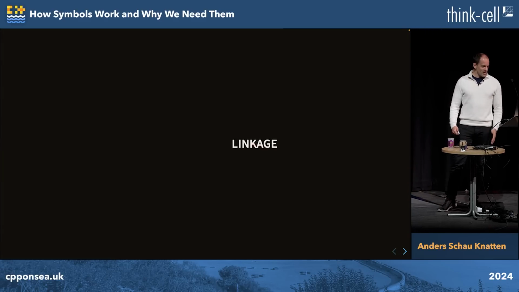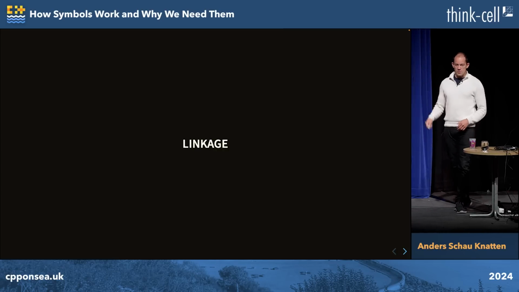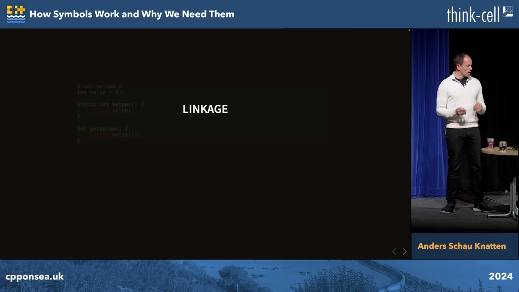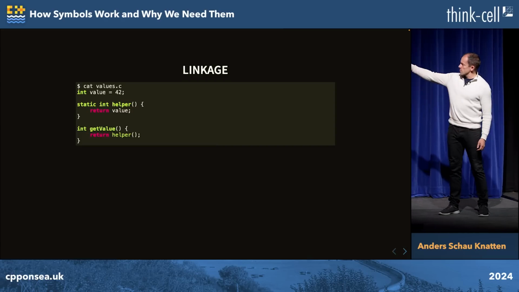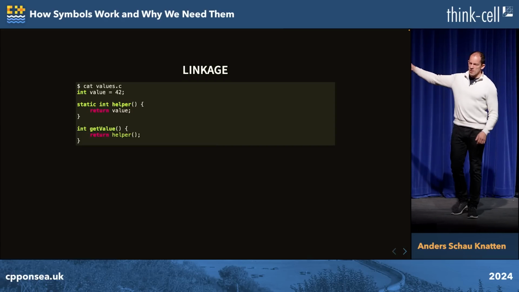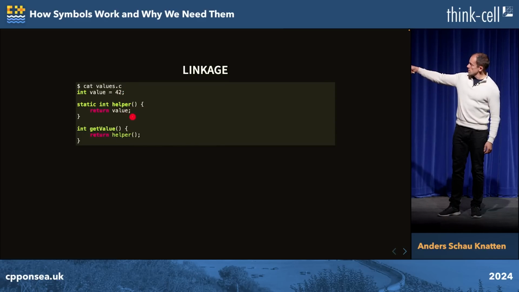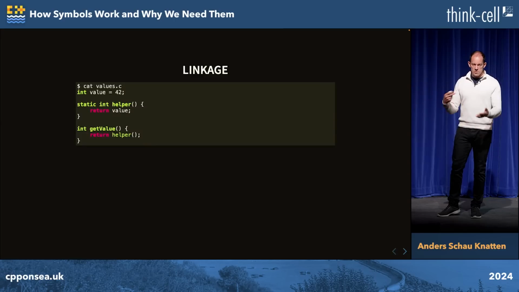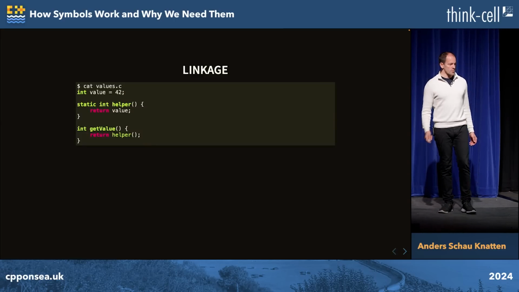Right, next up is linkage. Again, a cross-language concept. I figured I need a little helper function here. If I just have the get value function return the value directly, that's a bit too simple. So I add a helper function. Get value calls helper, helper returns 42, and then get value eventually returns 42. And then I put static in front of my helper function.